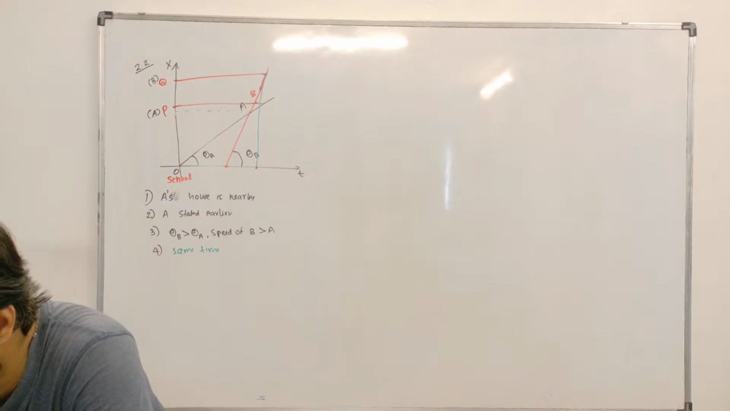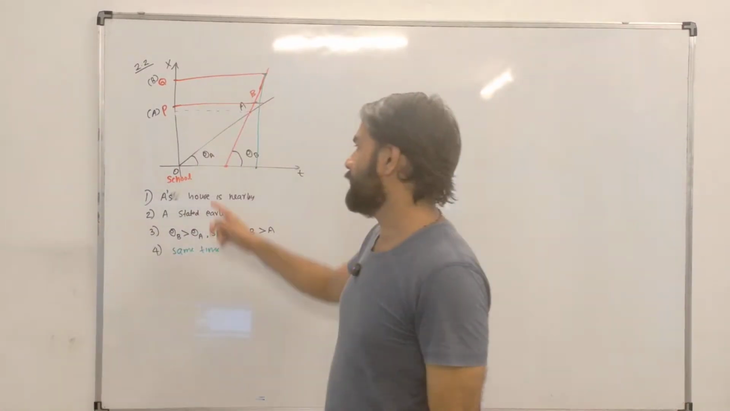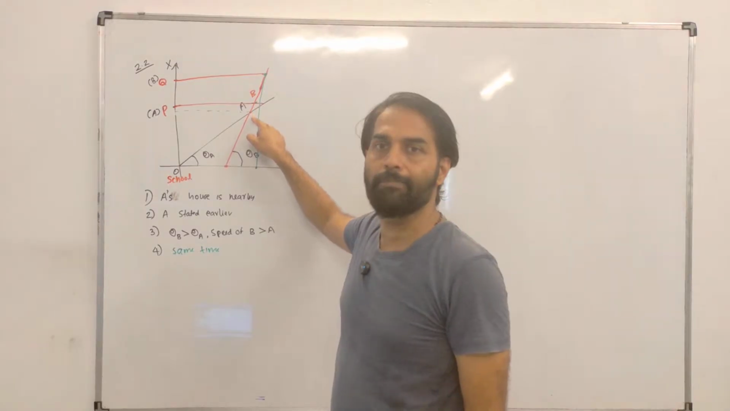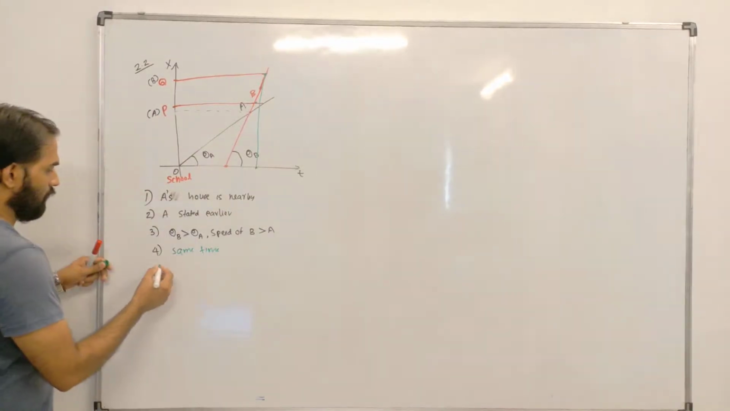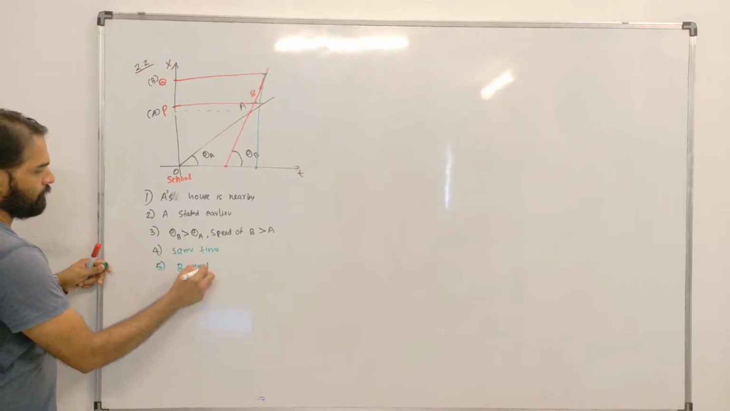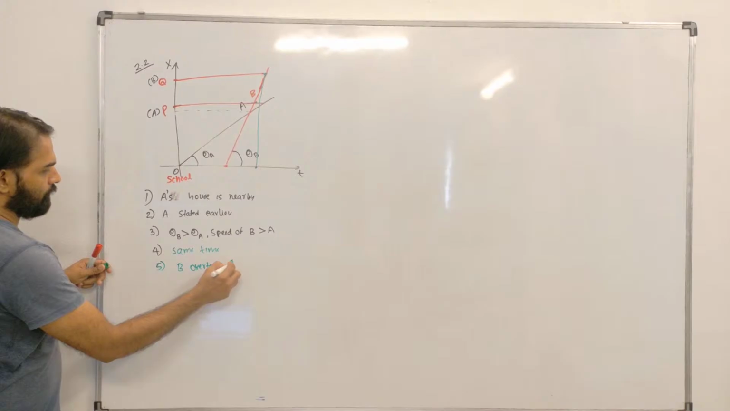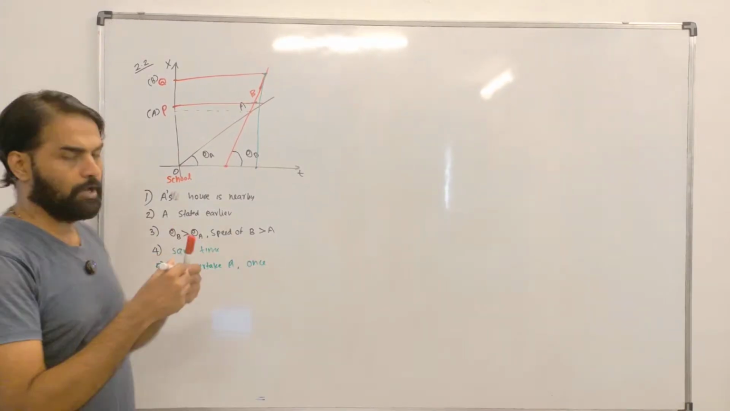So B is overtaking A once. At what point are they overtaking? At the intersecting point. Okay. About the fifth question: B overtakes A once. This is the answer to that question.